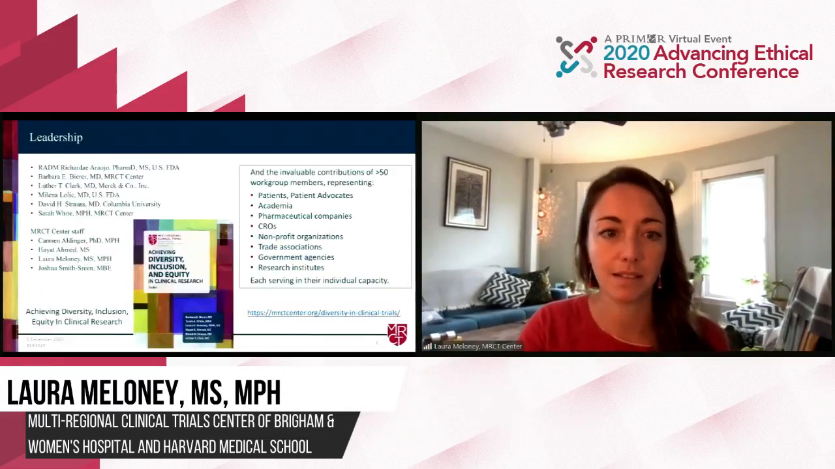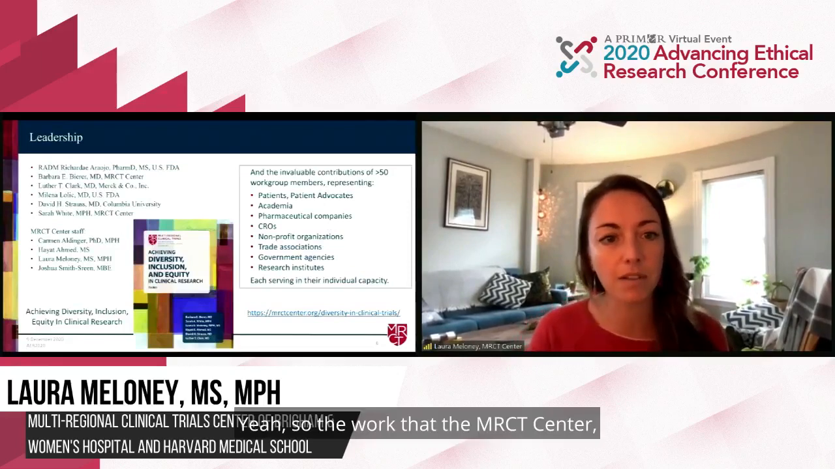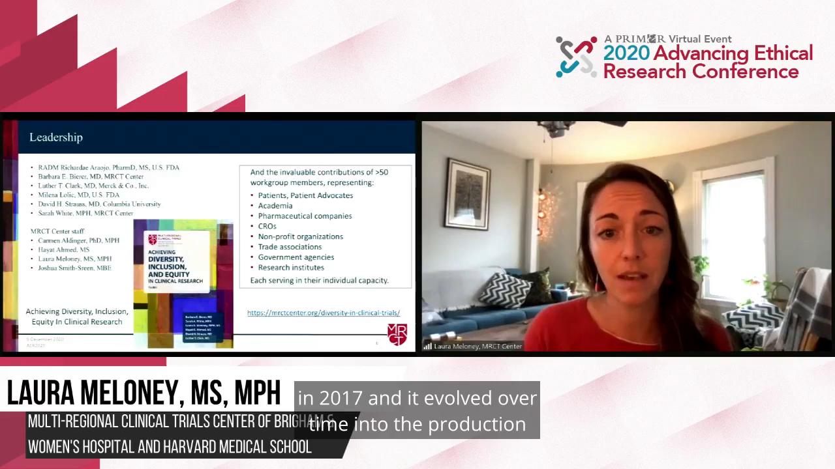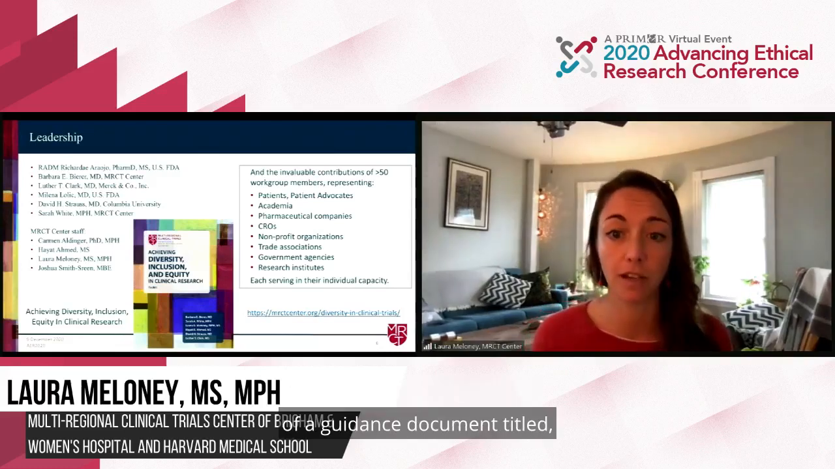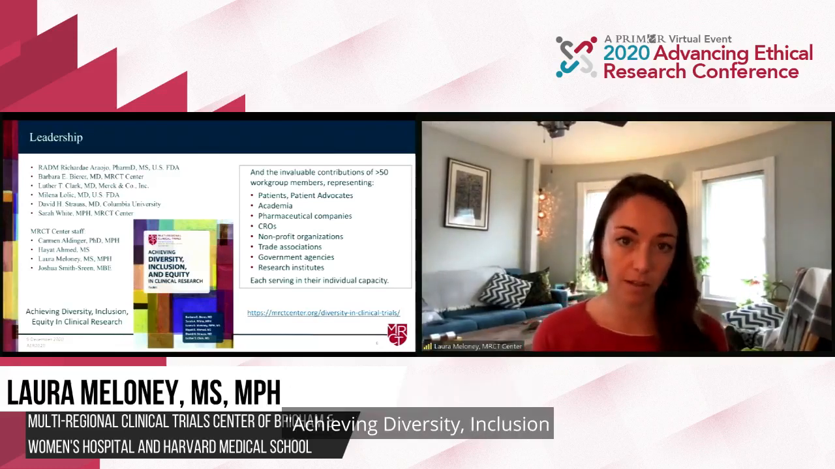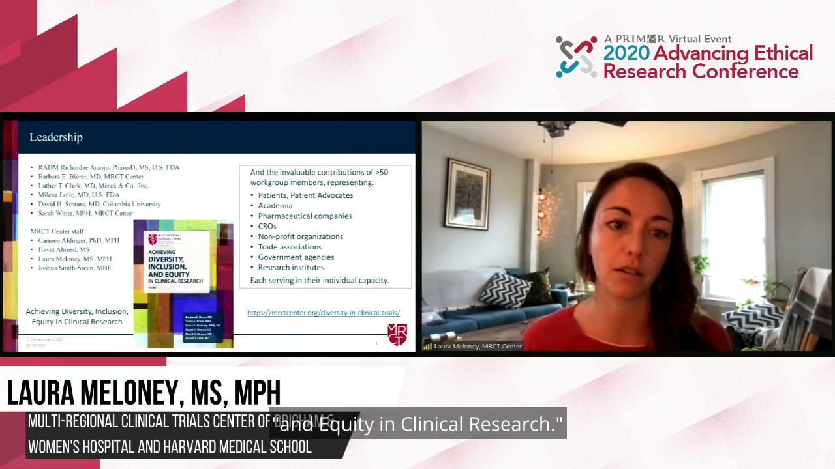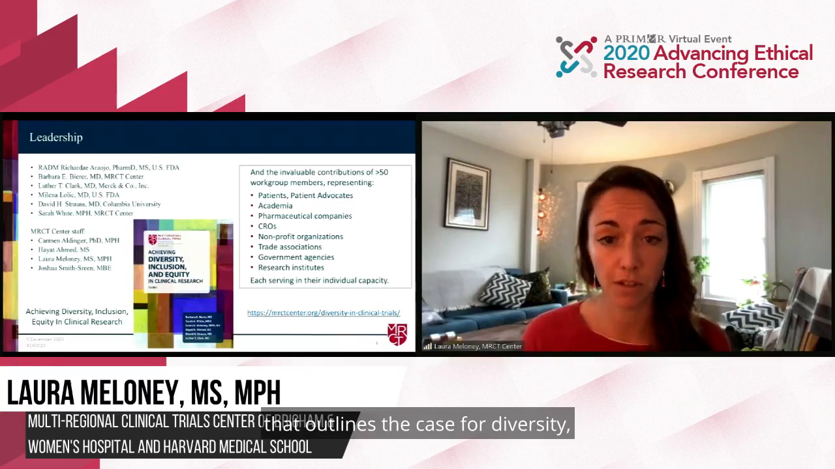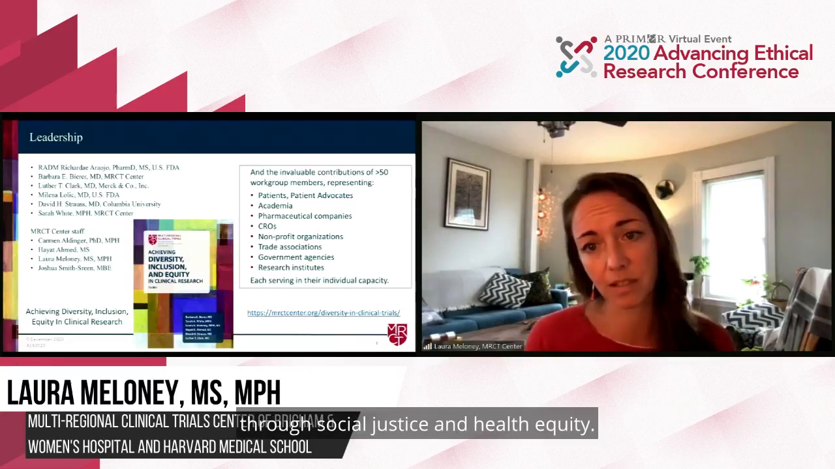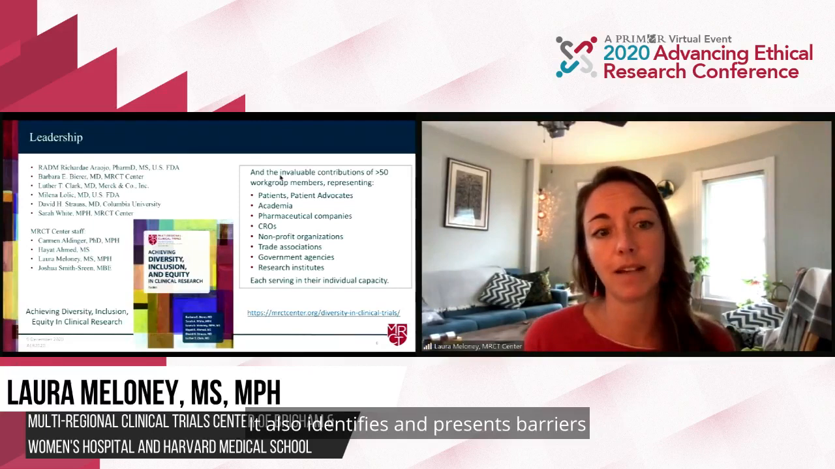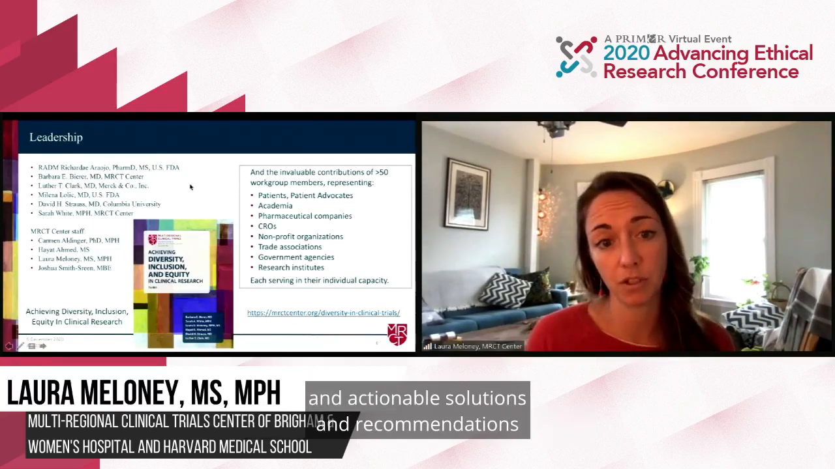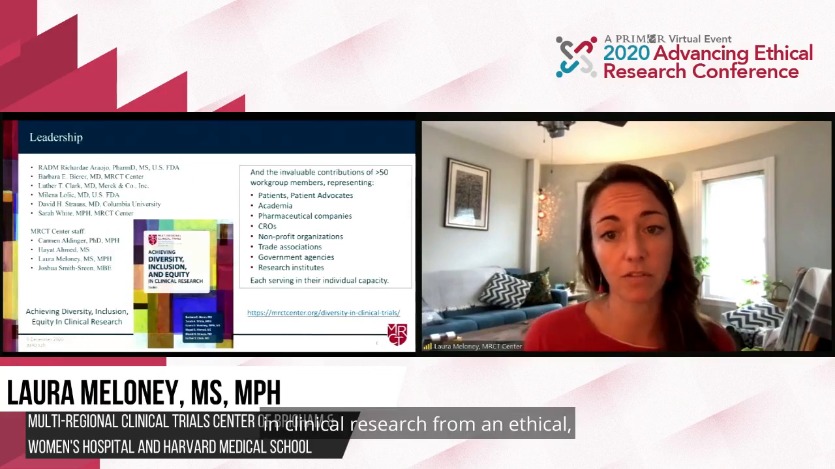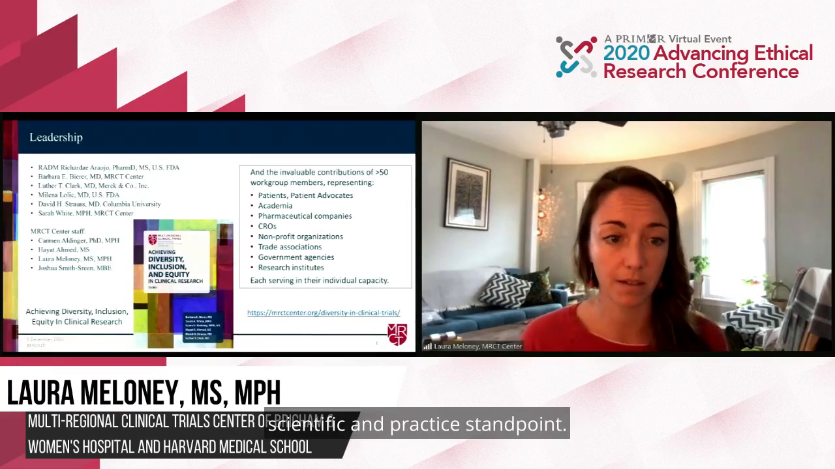Next slide. So the work that the MRCT Center has been prioritizing over the last 3 years started in 2017, and it evolved over time into the production of a guidance document titled Achieving Diversity, Inclusion, and Equity in Clinical Research. This is a comprehensive guidance document that outlines the case for diversity through social justice and health equity. It also identifies and presents barriers and actionable solutions and recommendations that can be made to tackle diversity in clinical research from an ethical, scientific, and practice standpoint.